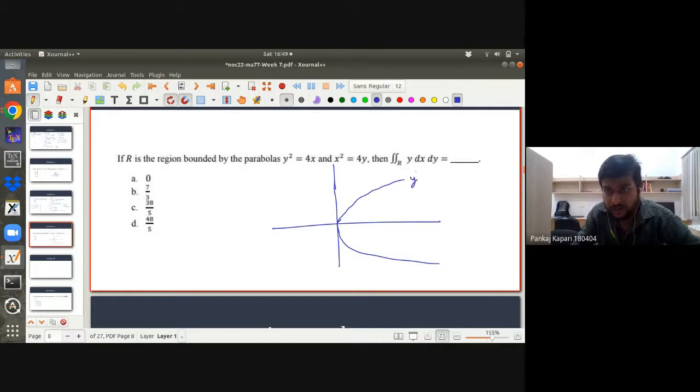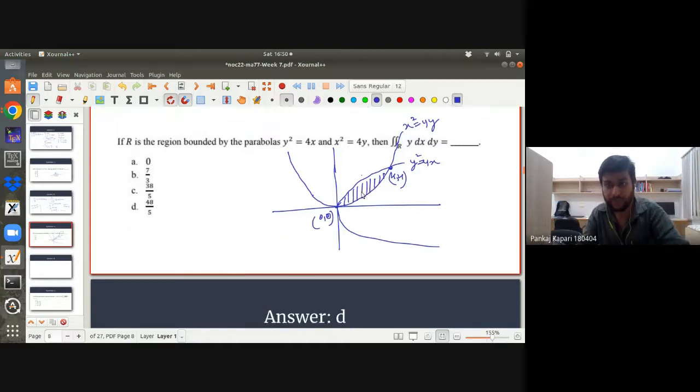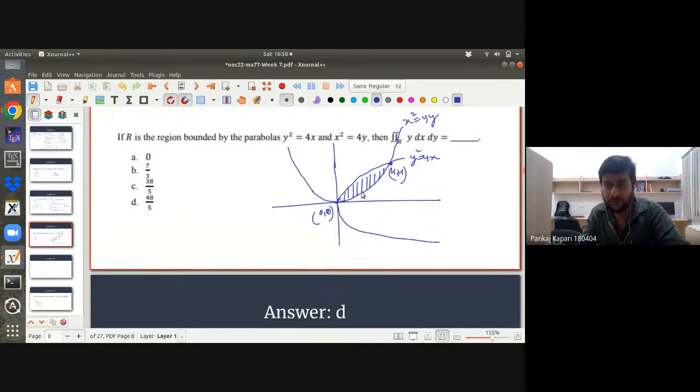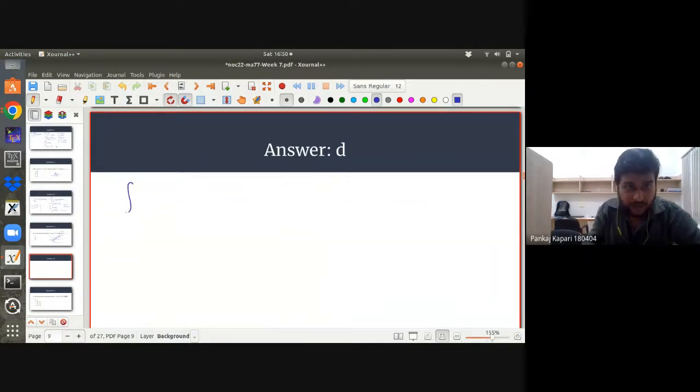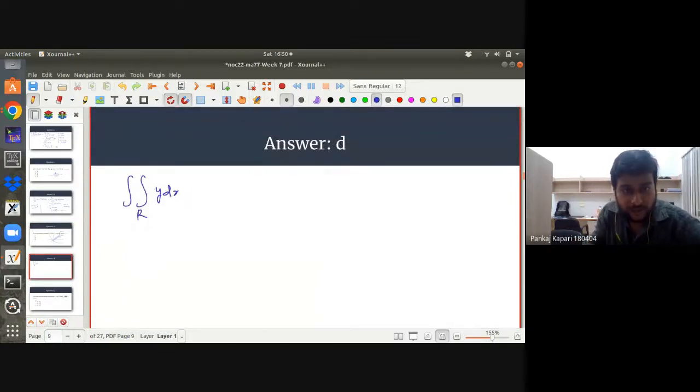And so this is y squared equal to 4x, and we'll have x squared equal to 4y. Okay, so this is a point of intersection, and we note that this point of intersection is (4, 4), and this is another point of intersection, which is the origin, and we are integrating inside this region. Okay, we have to find the limits of integration. We are integrating over the region R of y dx dy. Okay, so we can integrate this integral in any order.